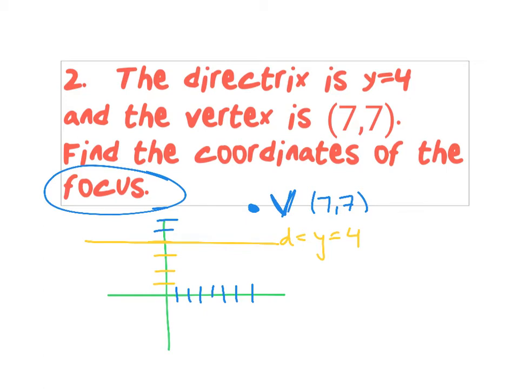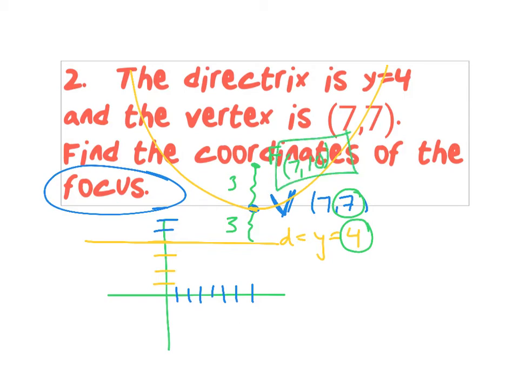It's going to open away from the directrix, so I know it's opening up again. And these distances need to be the same. So I need to find the distance between 4 and 7, which of course is 3. And then I need to go 3 this way, because they need to be equidistant. So I would say I'm going to put an F there for focus. I still went over 7, and I'm going to go up 3. So I think that's going to put me at 7, 10. And I'm literally just making sure things are the same distance away.